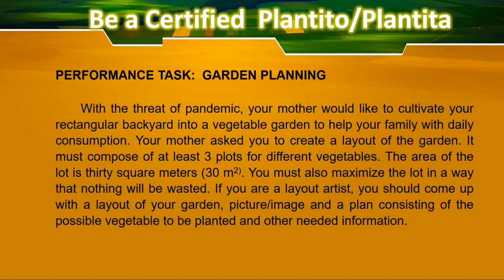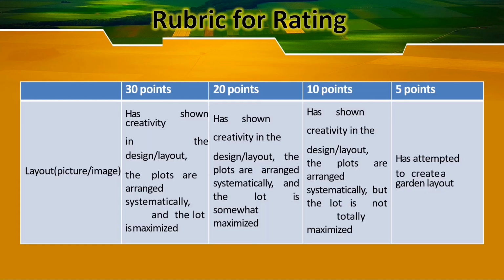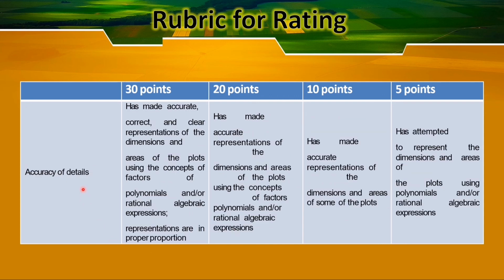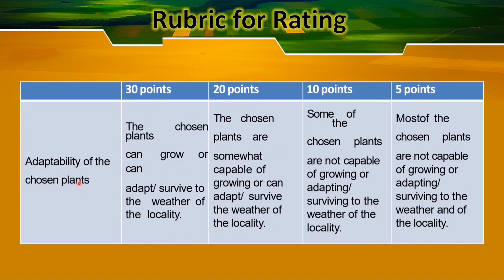So here is the scoring rubric for rating. So first, you will be graded in terms of the layout or picture. So each point has corresponding descriptions. So the maximum number of points for the first criterion is 30 points. Then the next is 20 points. Then 10, then 5 points. Second criterion is the accuracy of details. Then, lastly, adaptability of the chosen plans.